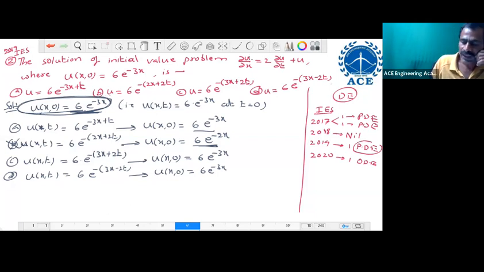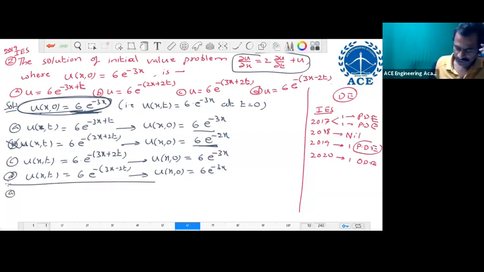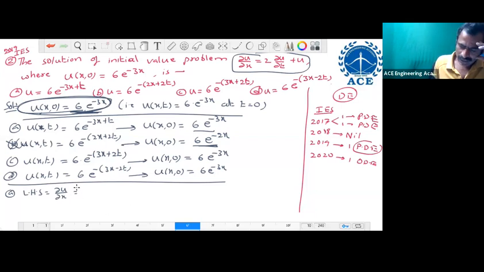That is, we check whether LHS equals RHS for the differential equation. Okay, method 2, consider option A. LHS equals dou u by dou x. From option A, u of x comma t equals 6 into e power minus 3x plus t. This is the option A function only. Its derivative with respect to x is 6 into minus 3, that is minus 18 e power minus 3x plus t.